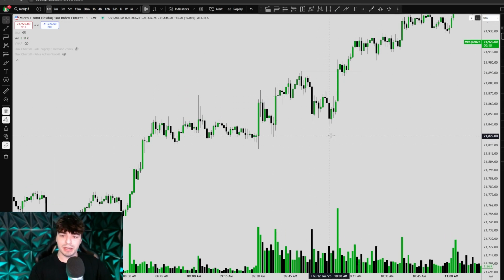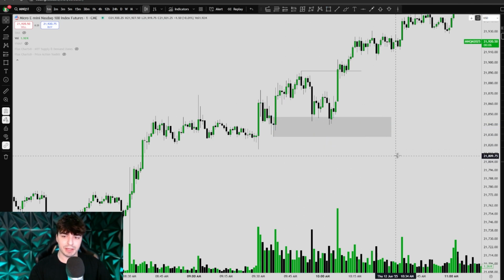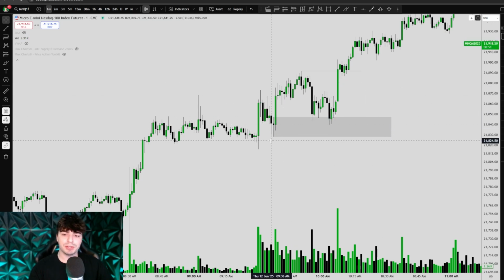We have an area of demand right here. Area of demand right here. And I should probably mention, we're in an uptrend, so we're looking for buys. It's as simple as that. We have this area of demand, but now I also want to see an area of liquidity.